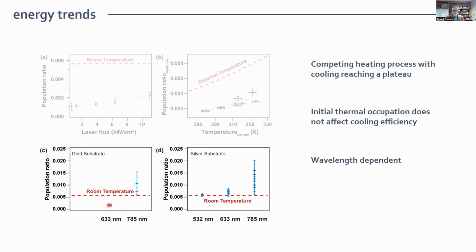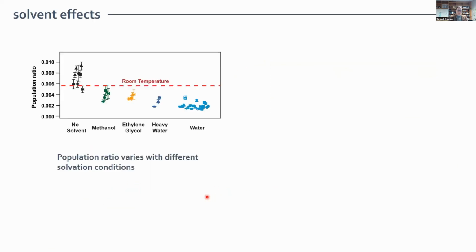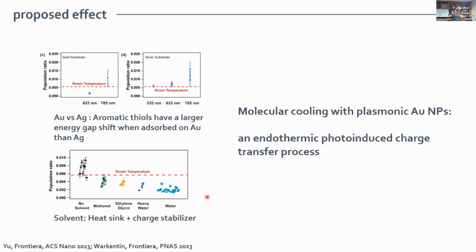One thing that we found is that we see this suppression of vibrational kinetic energies only at one particular wavelength and only on gold, not on silver. And so what we propose is that when we're exciting in these steady state measurements, we're hitting some sort of molecular resonance, likely a charge transfer process between the plasmonic material and the molecule.